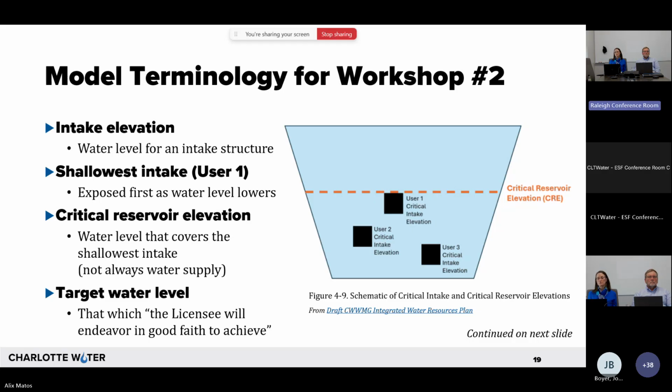The target water level is going to be higher than your critical reservoir elevation, and that's the one that the lake operator is trying to maintain. It's a sense of normalcy for the reservoir, and they're going to balance the amount of water they release downstream, considering other factors, including what's coming into the reservoir or what is expected to come into the reservoir in the next week or so.